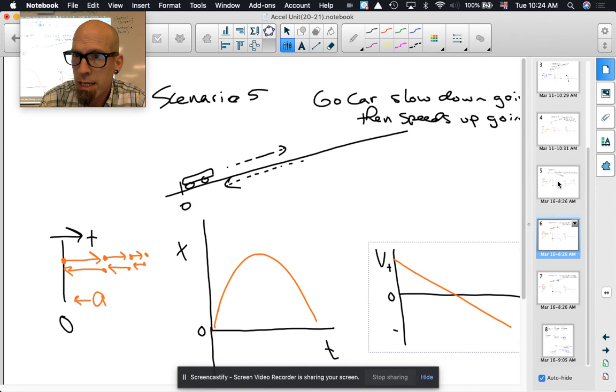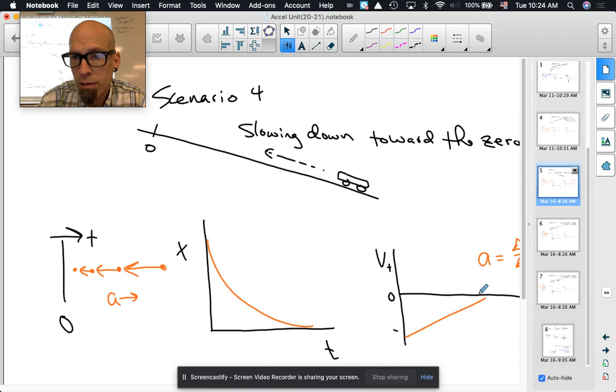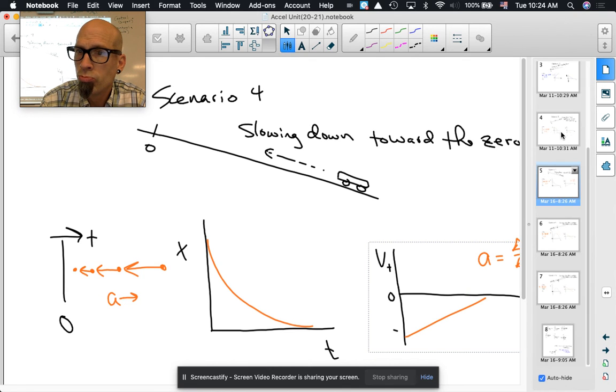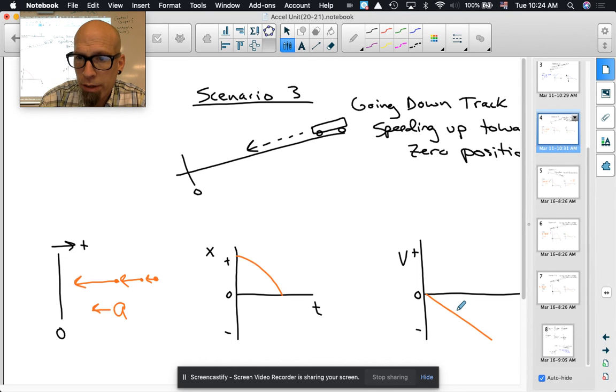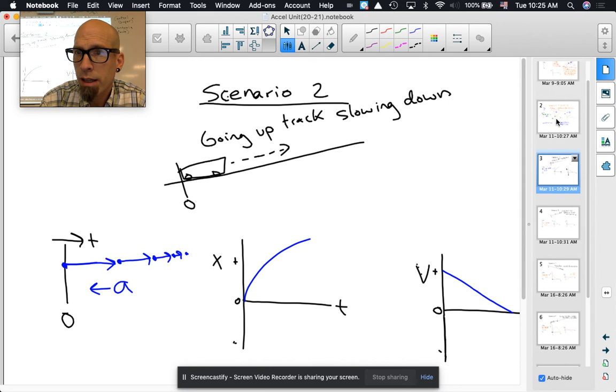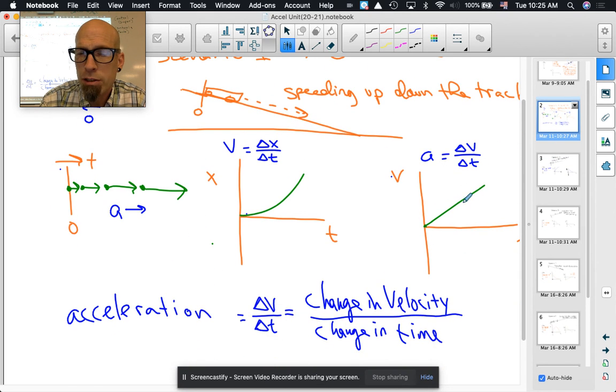Let's see what else we have. Positive slope on the VT graph means positive arrow here. Negative slope on the VT graph meant negative arrow here. Negative slope on the VT graph meant negative arrow here. And finally, positive slope on the VT graph meant positive arrow here. So, because the VT graph is the same as the arrow for our A on our motion map, here's what this is going to do for us.